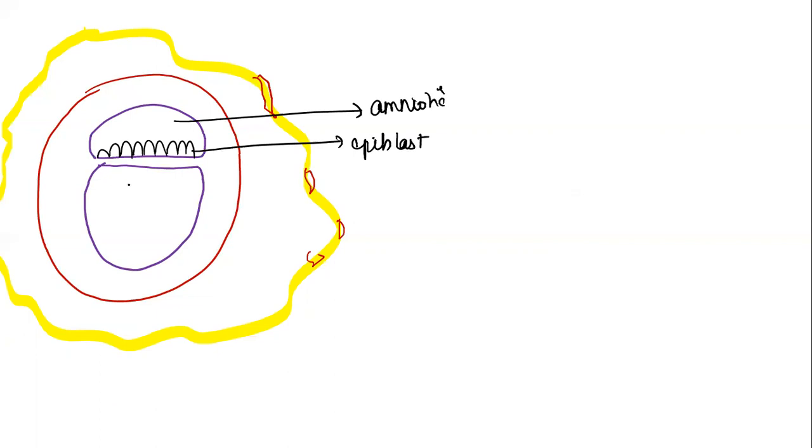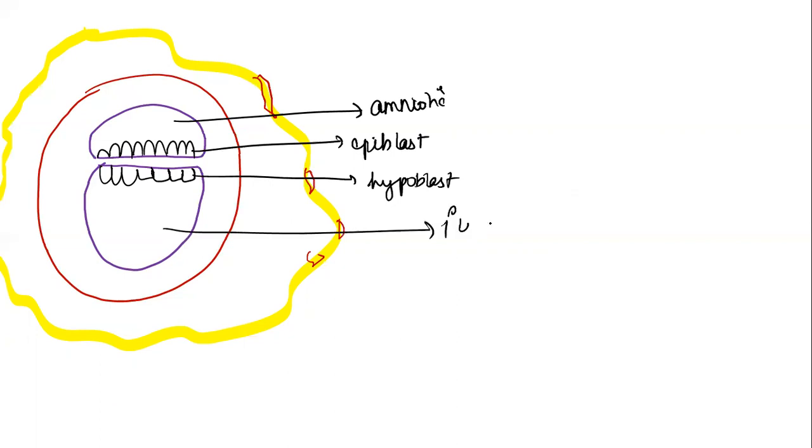Yes, let me draw some cells for you. So this is the epiblast, and this one is my amniotic cavity. Sorry, this should be the hypoblast. I'm sorry. And yes, on day 9, I've got the primitive yolk sac, also called the exocoelomic cavity.